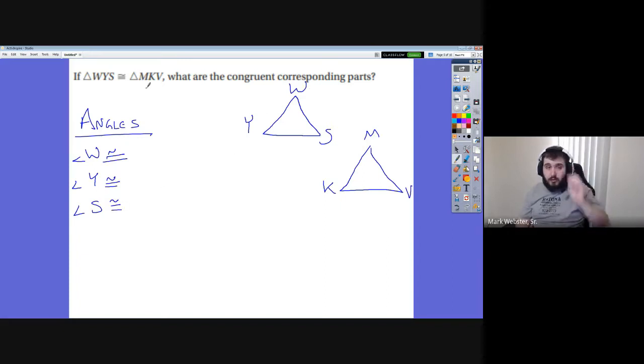Okay, so W, if you look here, W goes with M, the first letter, so angle M. Y goes with K, the second letter, angle K. S goes with V, the third letter, angle V. So there's my angles, and I expect there to be only 3 because it's a triangle. 3 angles. Could have also called it a trilateral.